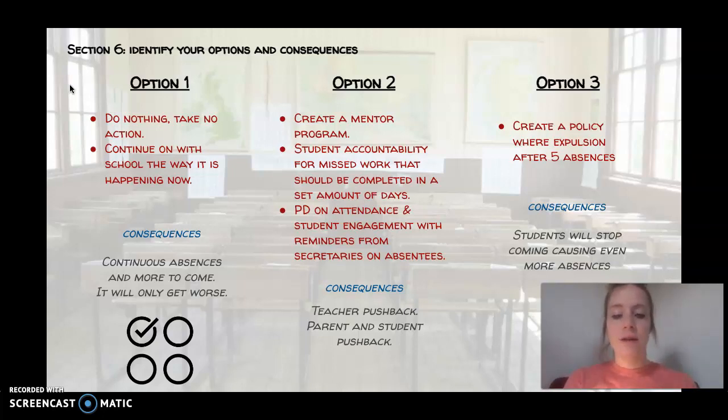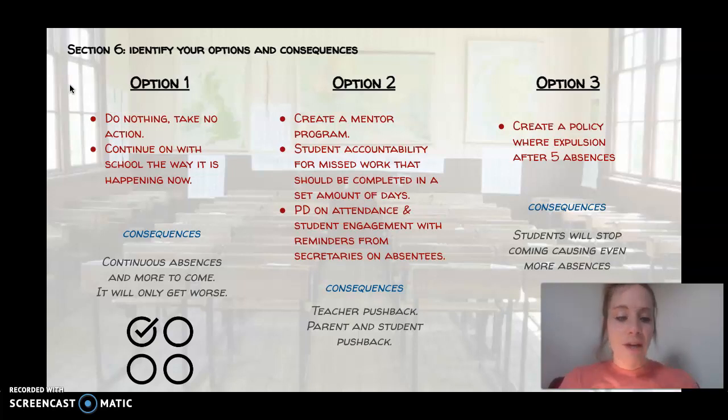Some consequences are we could possibly have some teacher pushback, maybe them thinking it's too much work to have students make up that work. We could also have some parent and student pushback. Maybe they don't agree with how we're handling the situation.